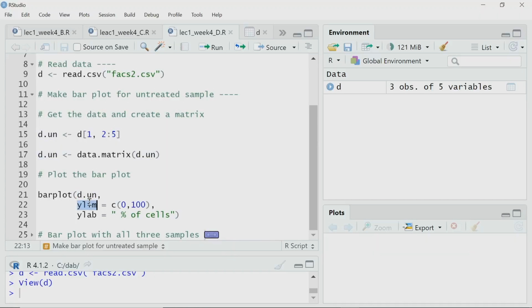I am setting the y limit, y being the vertical axis. This is a percentage of cells, so the minimum value will be 0 and the maximum will be 100. So, I am setting ylim equal to c(0, 100), and the label of the vertical axis is percentage of cells. If I execute this script, first I am creating the data set and then I am plotting the bar plot.